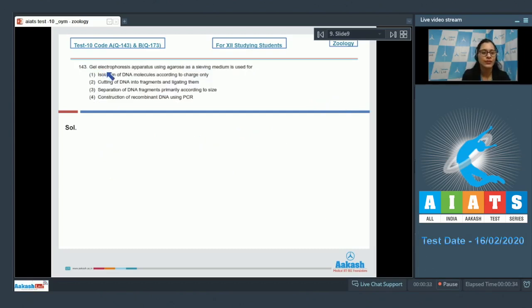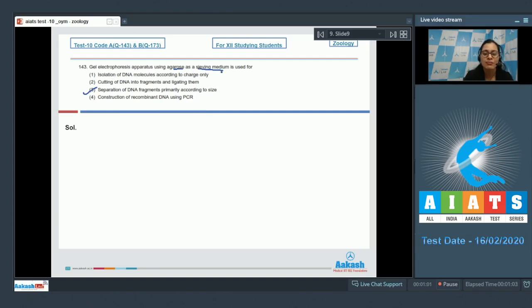Question number 143. Gel electrophoresis apparatus using agarose as a sieving medium is used for, and the options given are isolation of DNA molecules according to charge only, cutting of DNA into fragments and ligating them, separation of DNA fragments primarily according to size, and the last option given is construction of recombinant DNA using PCR. And the correct answer to this question is option number 3.